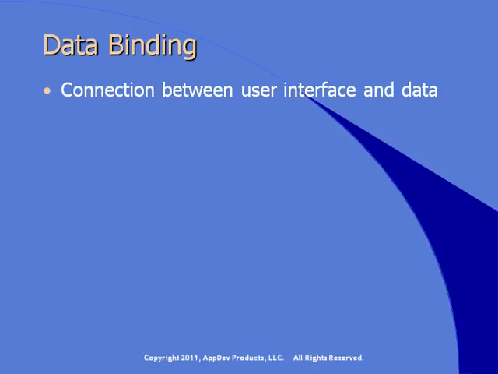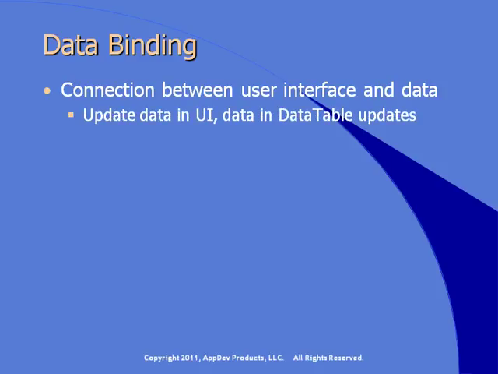Data binding provides you with a connection between your user interface and your data. Not only will you retrieve data and display it in controls on a form or a web page, but if you update the data in the UI, then the data in the data table updates as well.